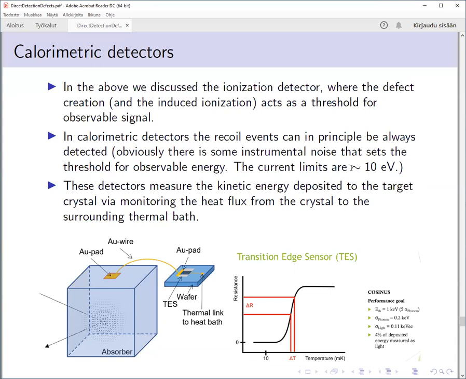Currently, of course, there is always some instrumental noise when you are monitoring, let's say, the voltage applied over this transition edge sensor or whatever you are doing. So of course there is always some lower limit on the energy deposit that you can see, but these are currently the lowest energy thresholds that have been built, and these are of the order of 10 electron volts with this technique.